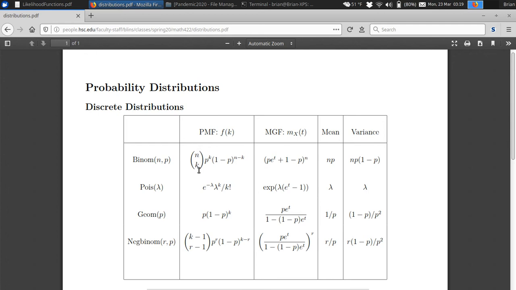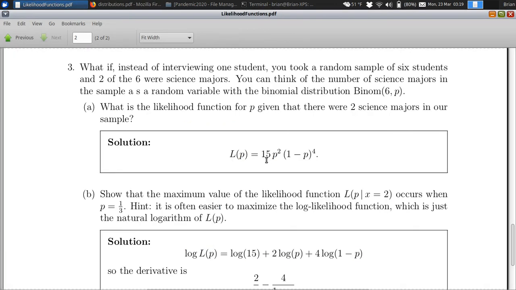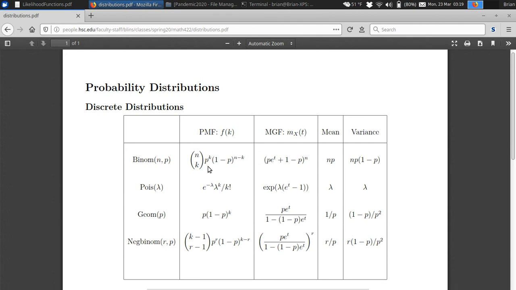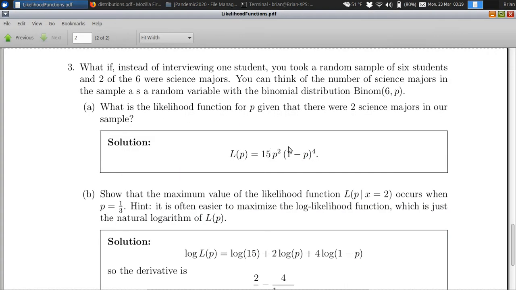What is 6 choose 2? What is it? 6 times 5 divided by 2 times 1. So 30 divided by 2, 15. So that's where that number 15 came from. And then the rest of this, it's p to the k, and we happen to know that the k is 2 because there were 2 science majors in our group of 6 people. And then the rest, the other 4, were non-science majors. So there we go. That's the probability mass function, but with the outcomes plugged in and the parameter left unknown.